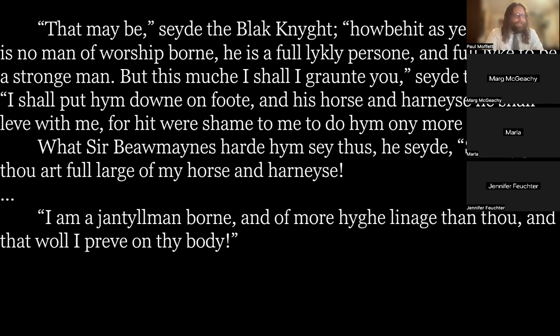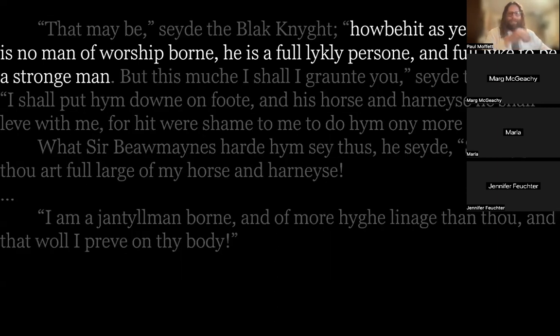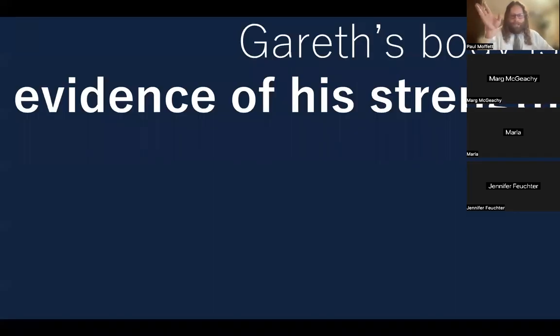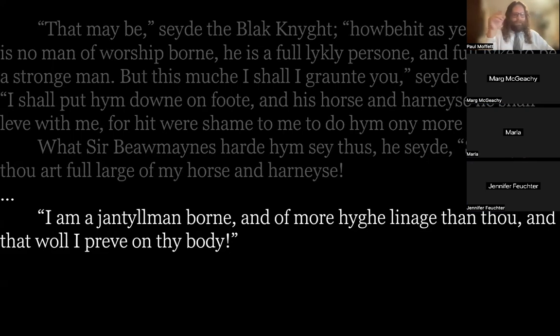Likewise, Gareth fights all these knights. I'm going to, again, not stop too much on this because I'm seeing the time slip away from me. He fights all these knights and he defeats the Black Knight. And the Black Knight says, even if he's not born of worship born, he's a full likely person, likely to be a strong knight. His body is evidence of his strength.